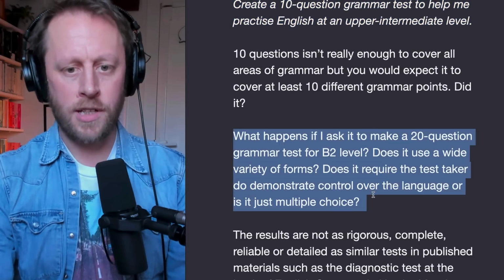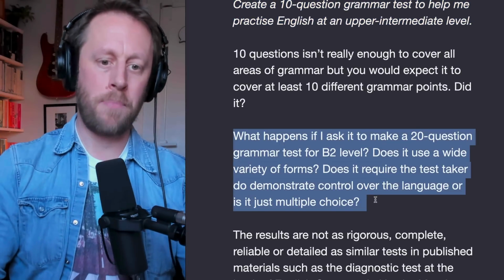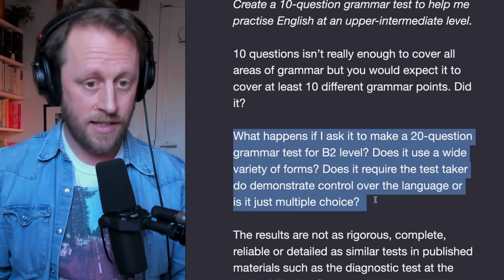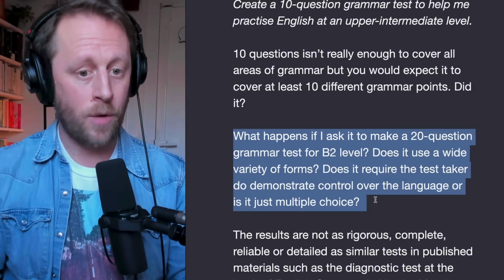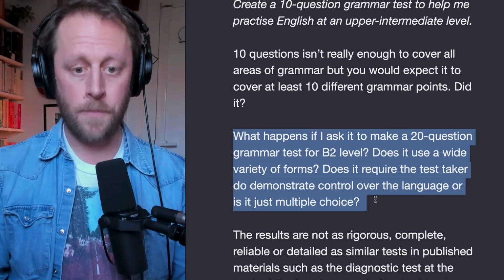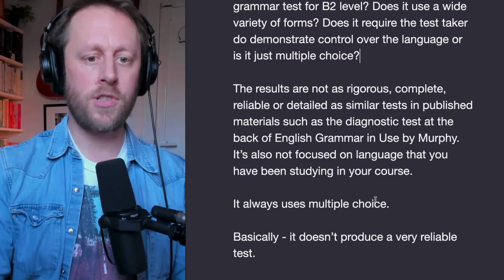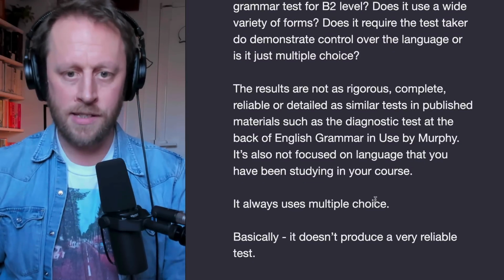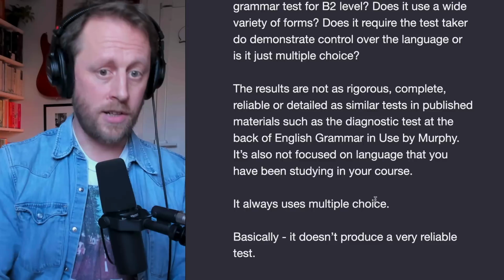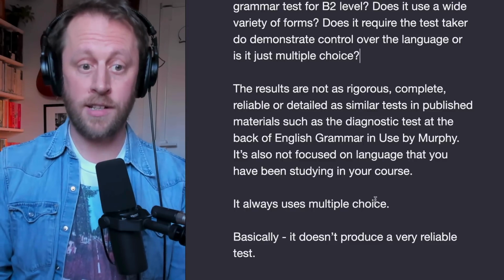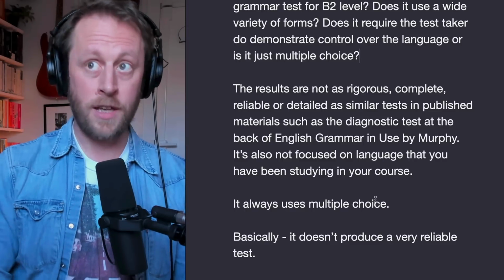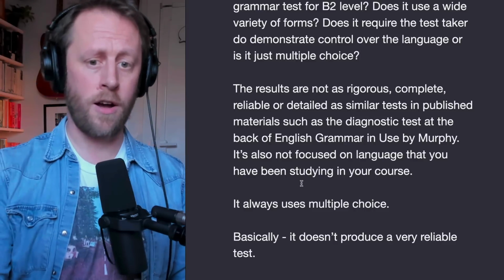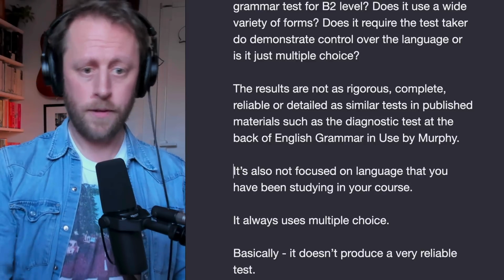What happens if I ask it to make a 20-question grammar test for B2 level? Does it use a wide variety of forms? Does it require the test taker to demonstrate control over the language, or is it just multiple choice? Well, basically, the results are not as rigorous, complete, reliable, or detailed as similar tests in published materials, such as the diagnostic test at the back of English Grammar in Use by Murphy, or indeed the exercises presented in English Grammar in Use, which are more carefully thought through.